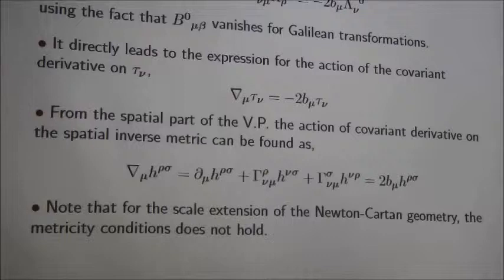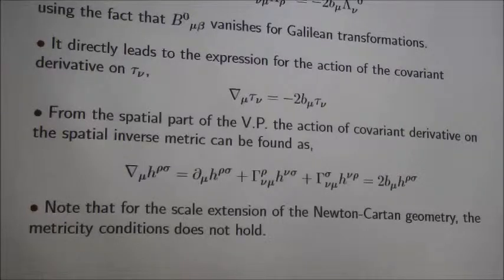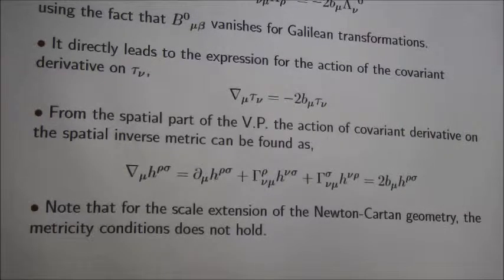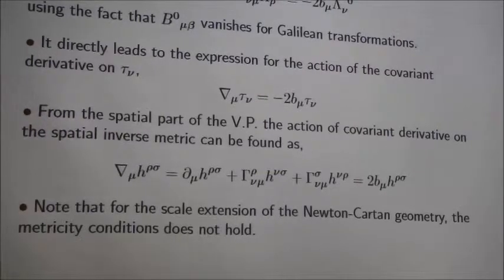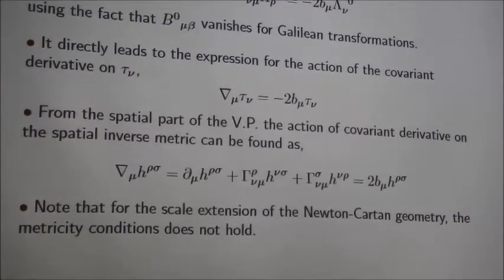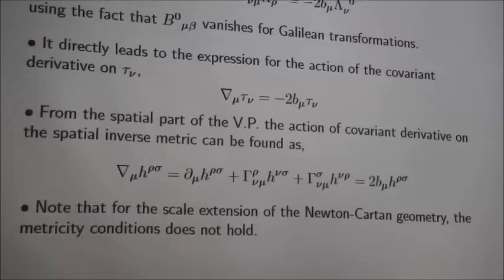Now I will follow the spatial part of the vielbein postulate, and I can assume how the covariant derivative acts on the spatial inverse metric. So I again get the same condition, that non-metricity is coming. So the covariant derivative of h rho sigma is 2 b mu h rho sigma. Here I can find the temporal metric, where tau mu was the temporal one-form. So the time metric will be tau mu nu, which is tau mu tau nu, and the covariant derivative acting on that temporal metric will be 4 b mu. So the rescaled metric also follows the same thing, the anisotropy in the scale: time has been rescaled by two times with respect to space.